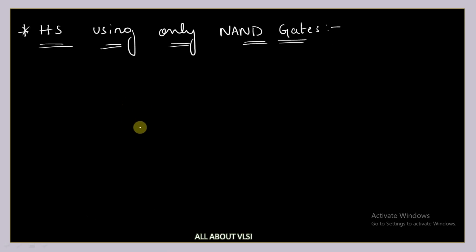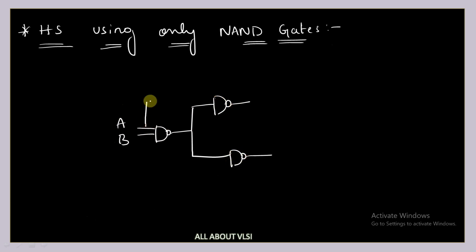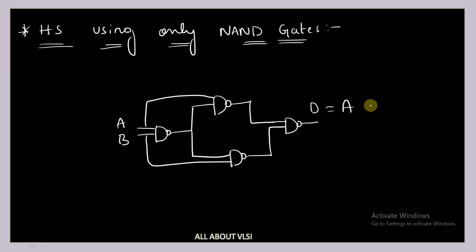So this is my NAND gate. This is A, B. There is one more NAND gate here, followed by one more NAND gate. I'm going to connect them, and here I'm going to connect these two to this one. So this is my NAND network. This equation is nothing but the difference. So difference is equal to A XOR B.